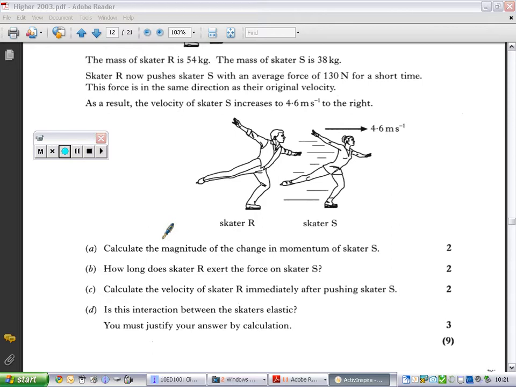An elastic collision. What justifies an elastic collision, Alice? It's when the total energy before is the same as the energy after. What type of energy? Kinetic. Kinetic energy. Total kinetic energy before equals total kinetic energy afterwards.